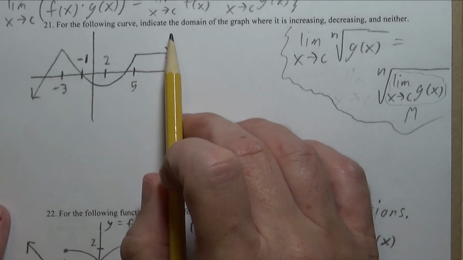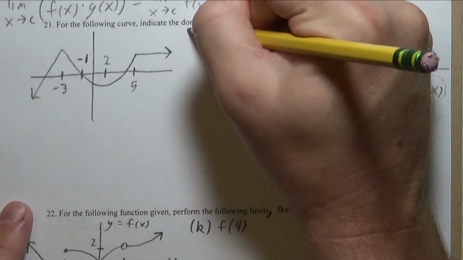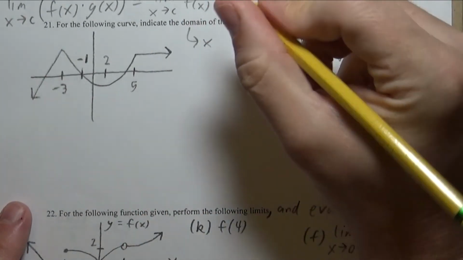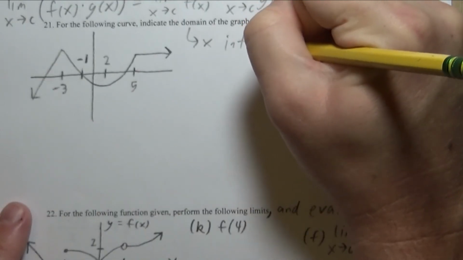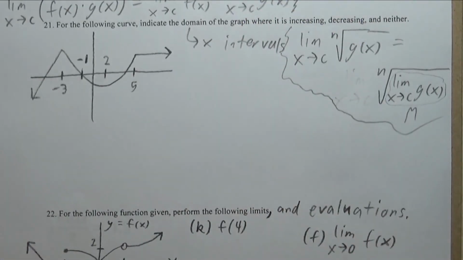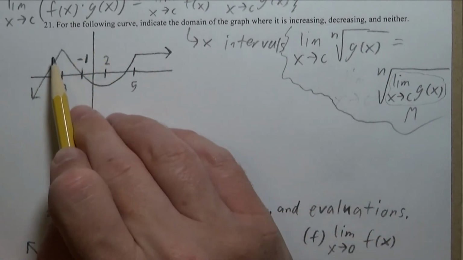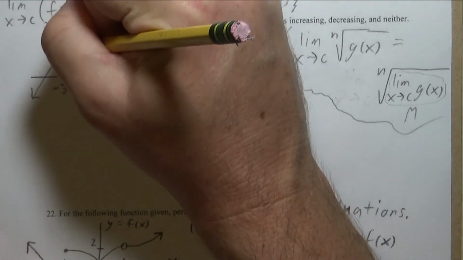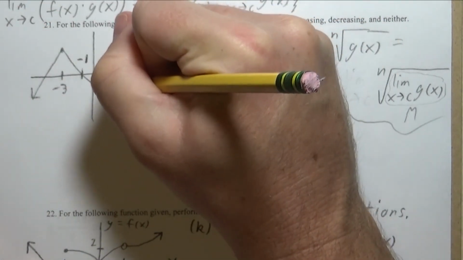We want, what does it say here? We want the domain, which is x intervals, of the graph where it's increasing, decreasing, and neither. This is the neither case, it's flat. But how do you indicate that? Well, what happens is we have these transition points. Right there, that's what's called a vertex. Right there, that's what's called a vertex.